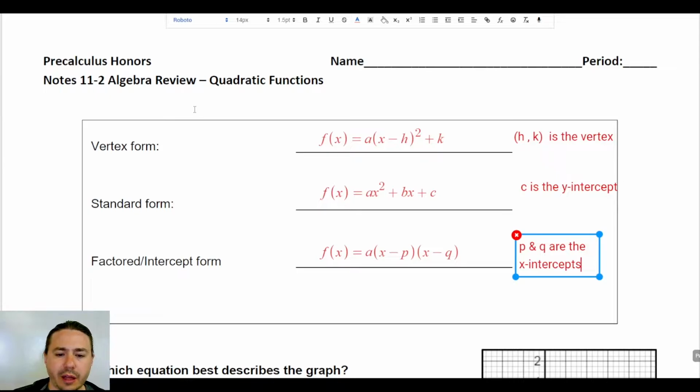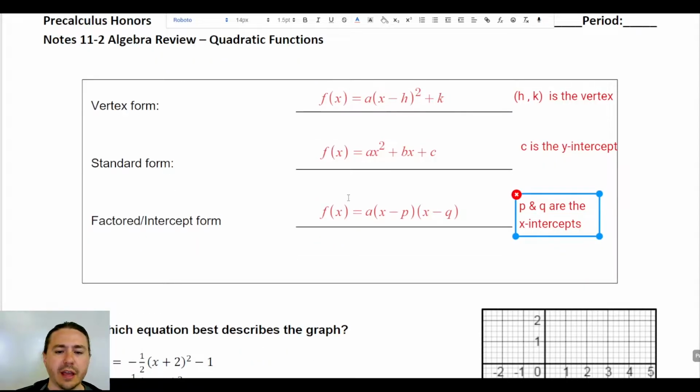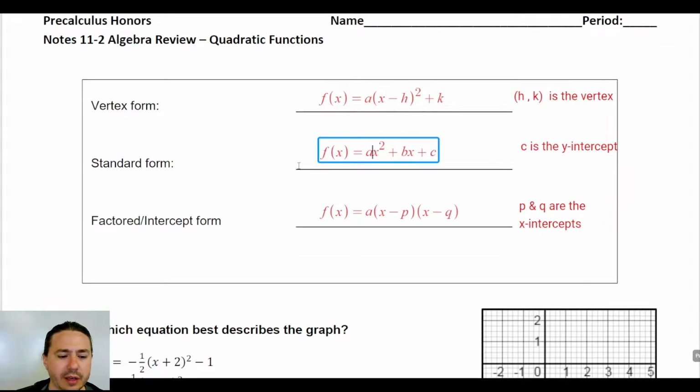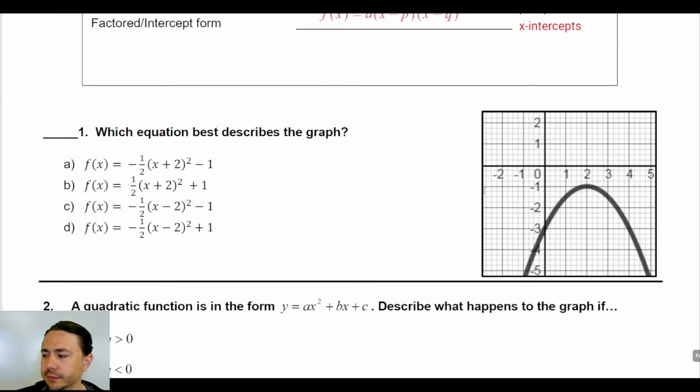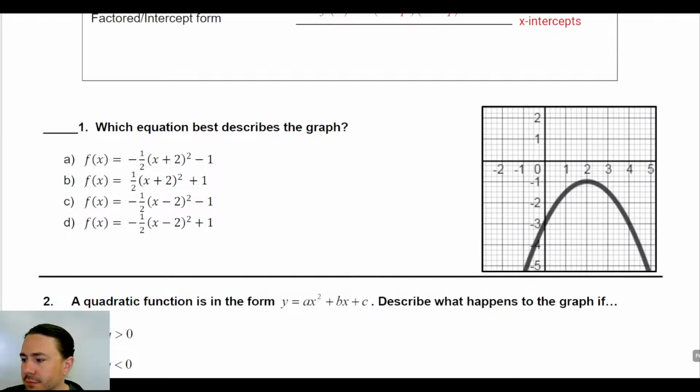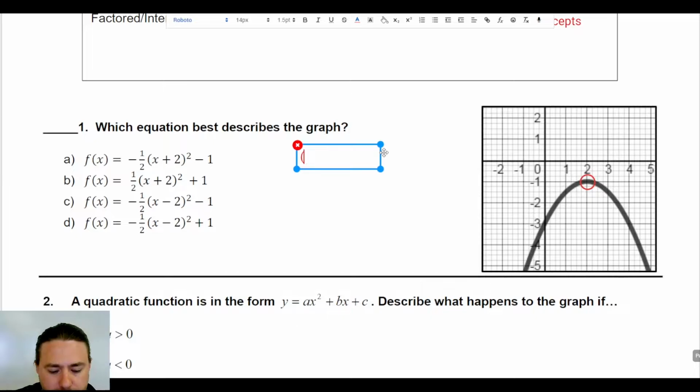So let's go through each of these problems, and we'll come back and talk about a as we go through it. Let's take a look at number one. For this one, we're trying to figure out what the equation is. First of all, if we look at the vertex, which is this point right here, we can see that it's 2 comma negative 1. So that means our h, k is 2, negative 1.